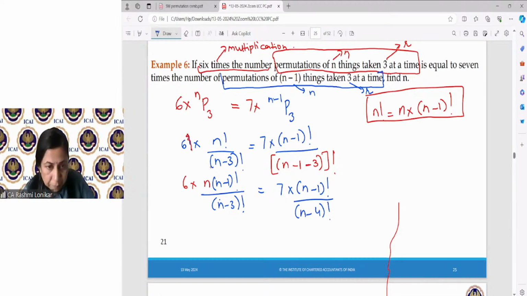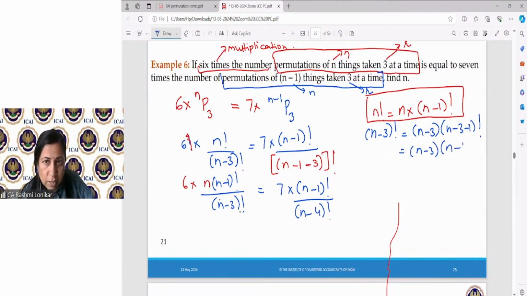Yes, Garv, very good. n minus 1 minus 3 in the denominator can be written as n minus 4 factorial. Now n factorial, I can write it as n into n minus 1 factorial. And n minus 3 factorial, I will write it as n minus 3 into n minus 3 minus 1 factorial, which is equal to n minus 3 into n minus 4 factorial.